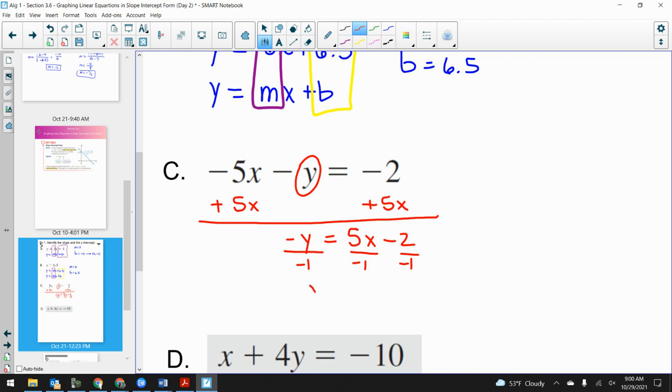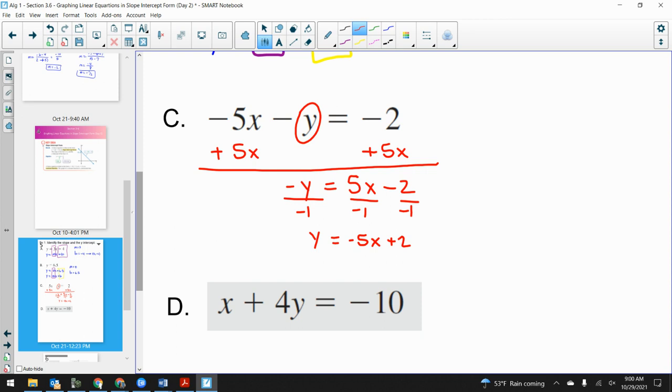All right, so this is y is equal to -5x plus 2. It just changes the sign. Now is it in slope-intercept form? Yeah. Perfect. So what is my slope and what is my y-intercept? What's my slope? -5. And what's my y-intercept? 2. Questions about that?